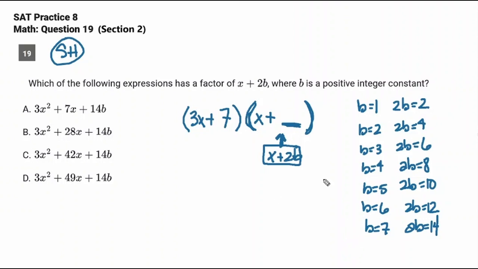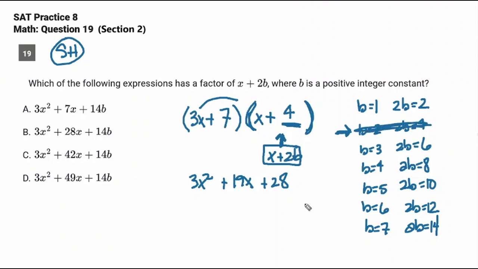Just try one of these out. Let's start with a nice easy one, like b equals 2. So if b equals 2, then 2b is 4. So it's x plus 4. When you FOIL this thing, it's going to be 3x squared plus 12x plus 7x, that's plus 19x, plus 28. Okay, did we get a bullseye? Unfortunately, we did not. So that one's not going to work.